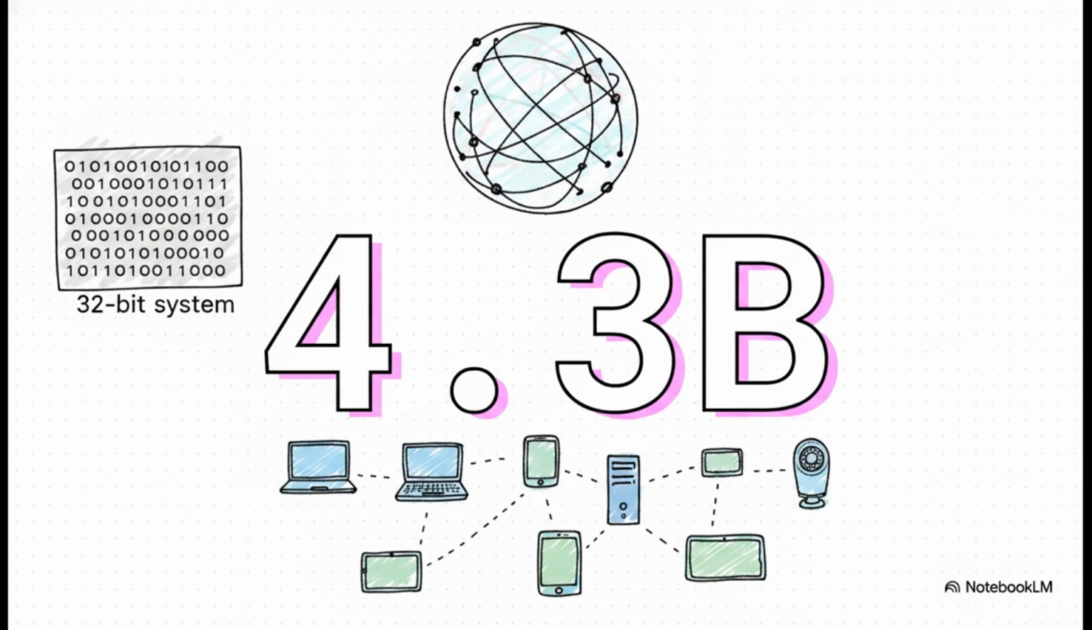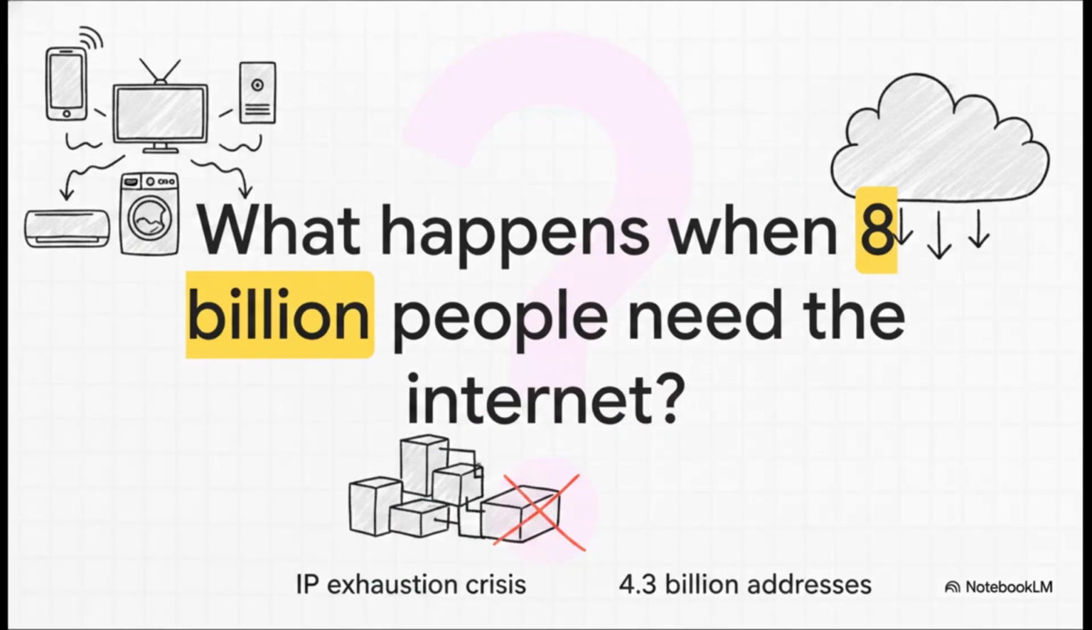But here is the huge catch with a 32-bit system. By the strict laws of mathematics, a 32-bit binary number only allows for a maximum of about 4.3 billion unique combinations. That means 4.3 billion is the absolute maximum limit of unique addresses and, by extension, devices that can connect to the internet using the IPv4 protocol. Which brings us to a rather urgent question. What happens when a global population of 8 billion people all need the internet at the same time?